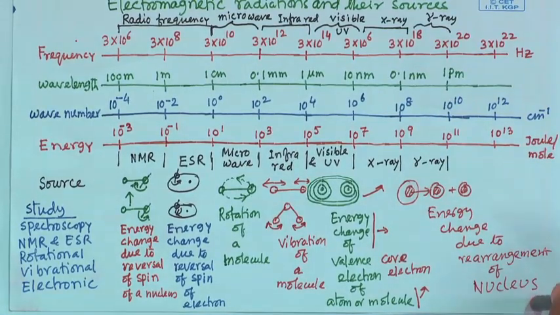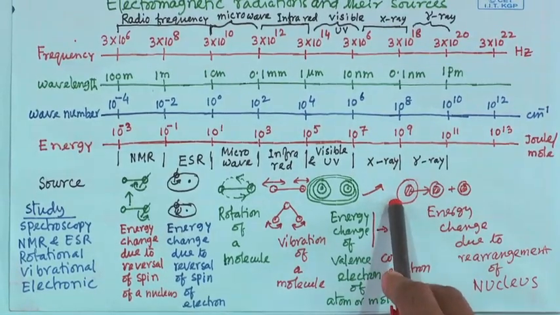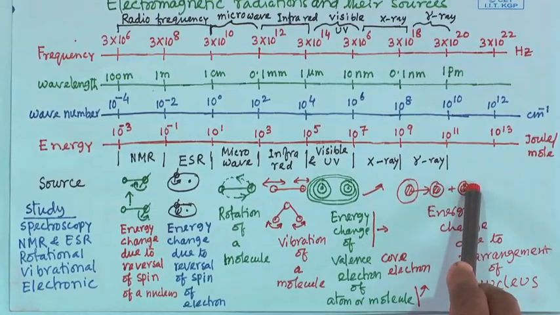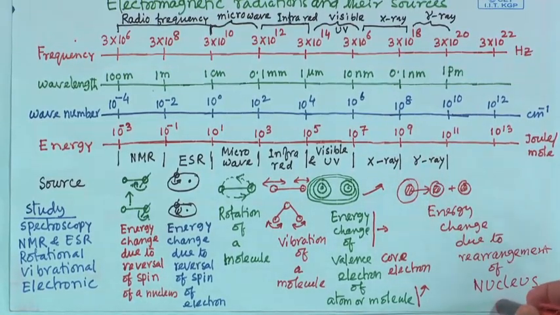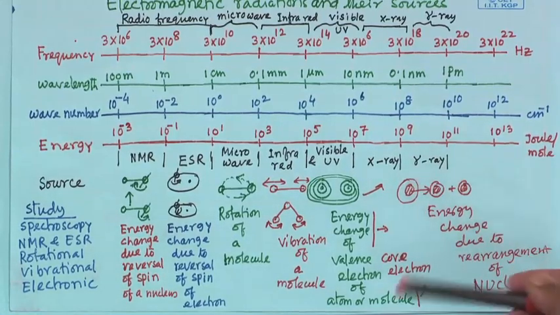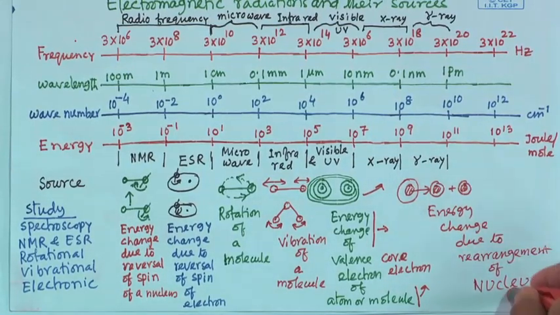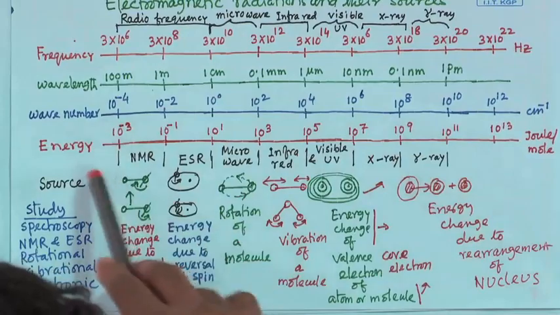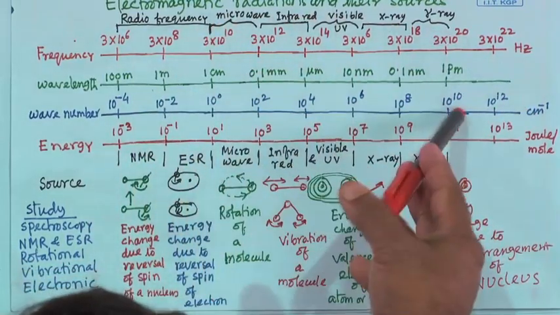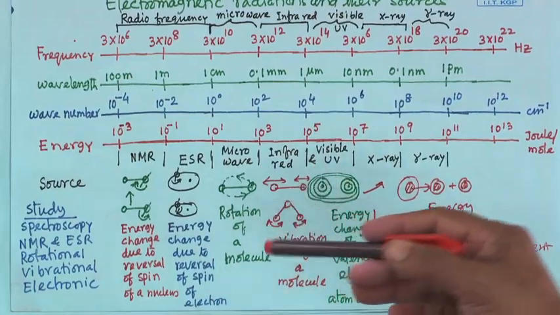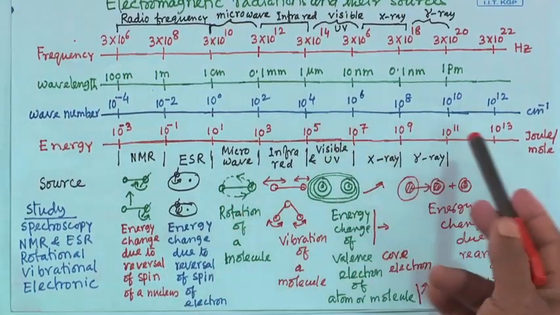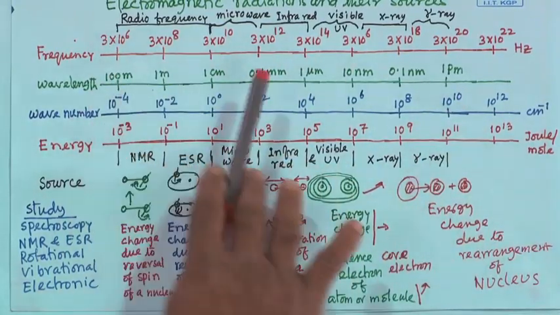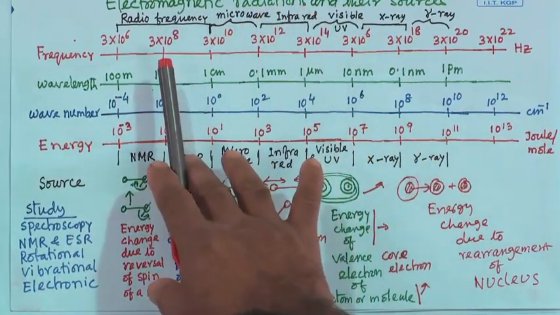Rearrangement of nucleus means that from one nucleus, if it breaks, it gives two nuclei. Then there will be radiation. This rearrangement of nucleus gives the change of energy, and that gives gamma ray. So now you know about the different kinds of radiation: radio frequency, microwave, infrared, visible, ultraviolet, X-ray, gamma ray. All are electromagnetic radiation, and their frequency or wavelength distribution is more or less like this.